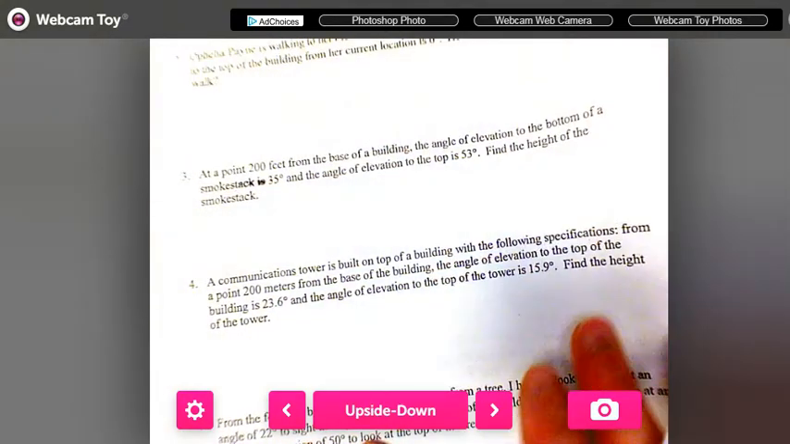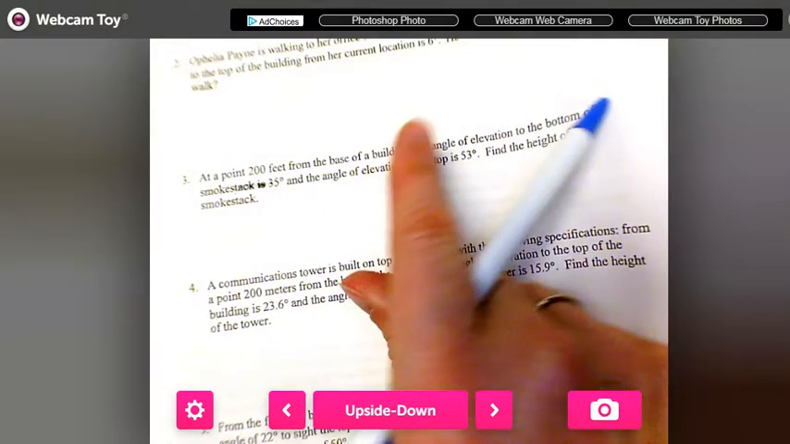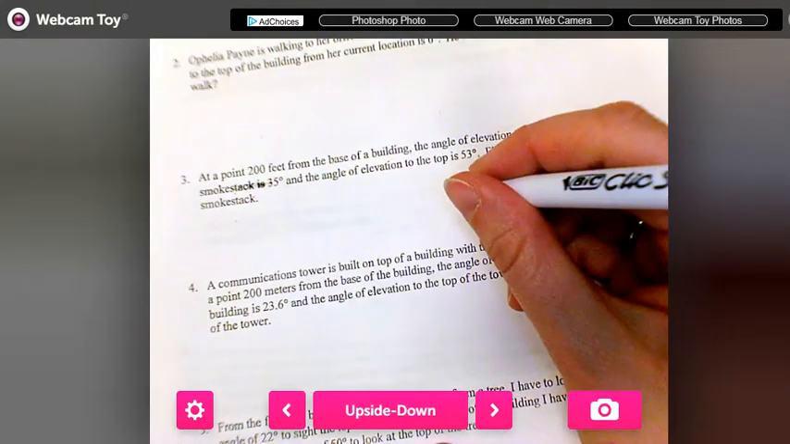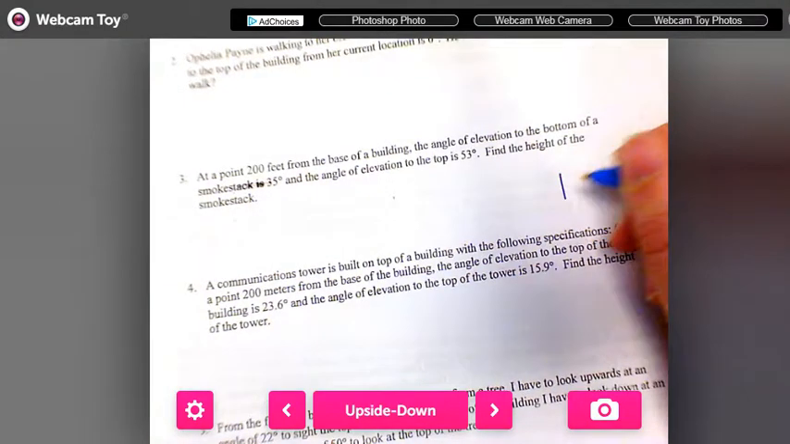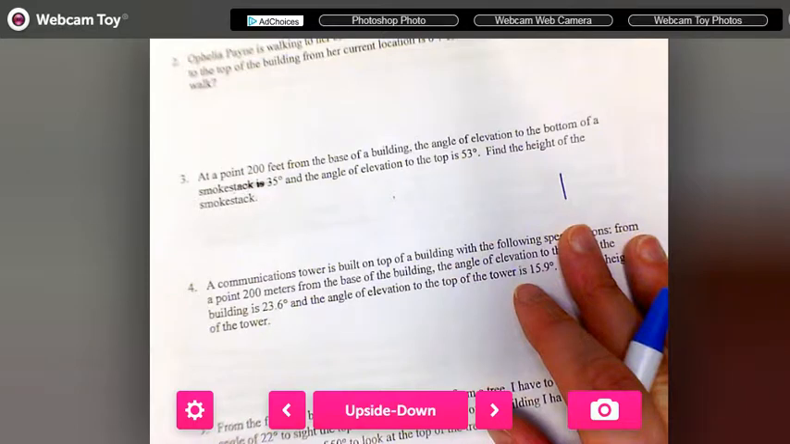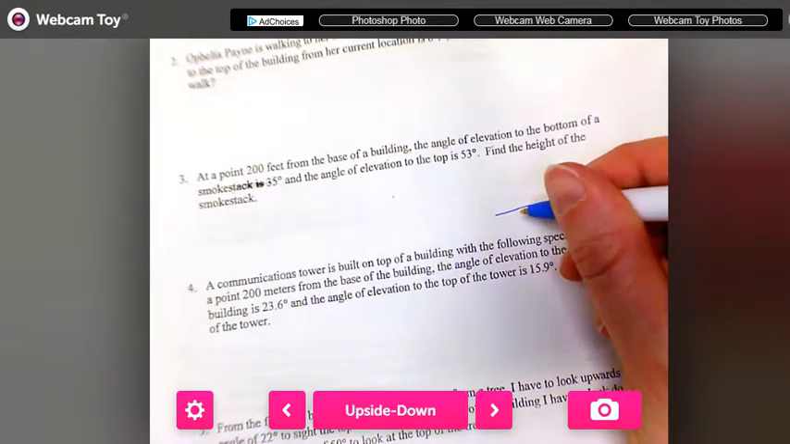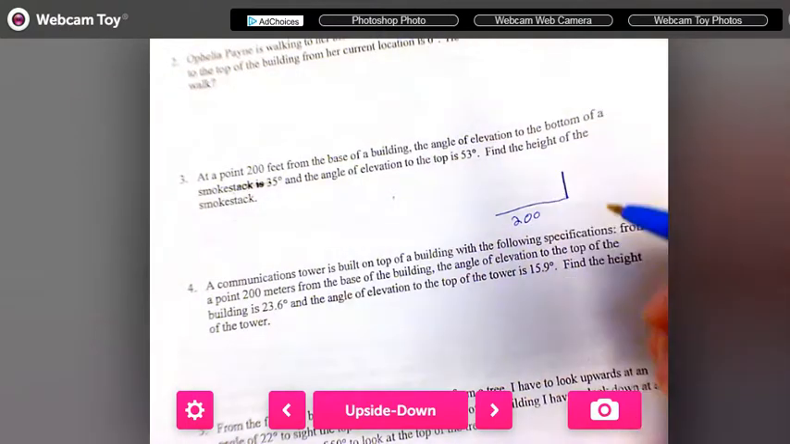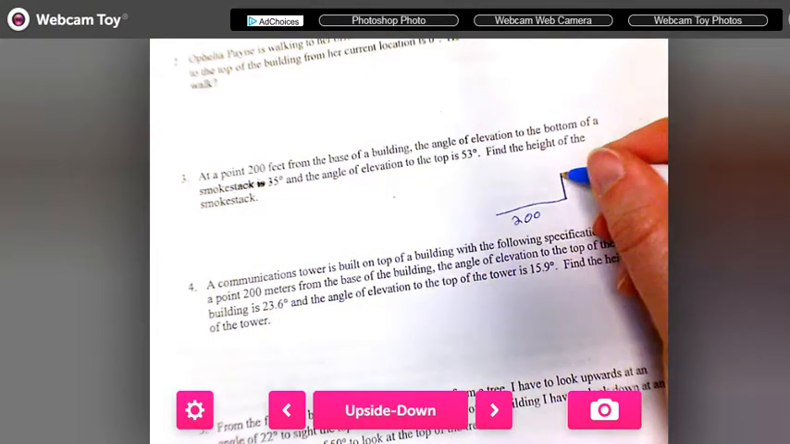Okay, so first of all, I know I have a point 200 feet from the base of the building. So if this is my building right here, that's my building. I'm 200 feet from the bottom of the building, right? So my 200 goes down here, 200 feet away. So far, so good? Okay, that's my building.